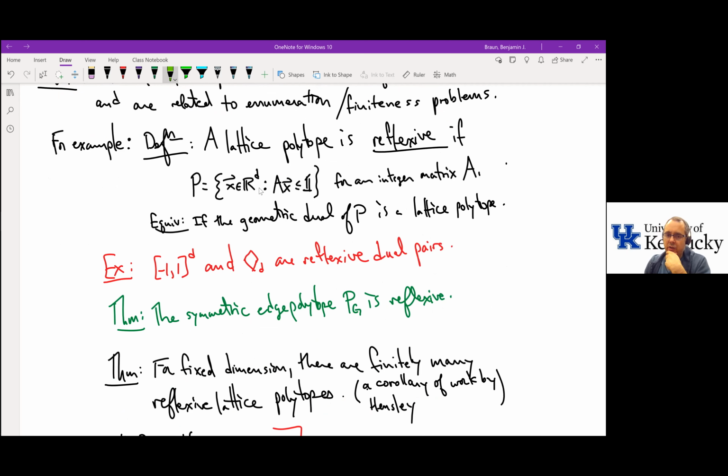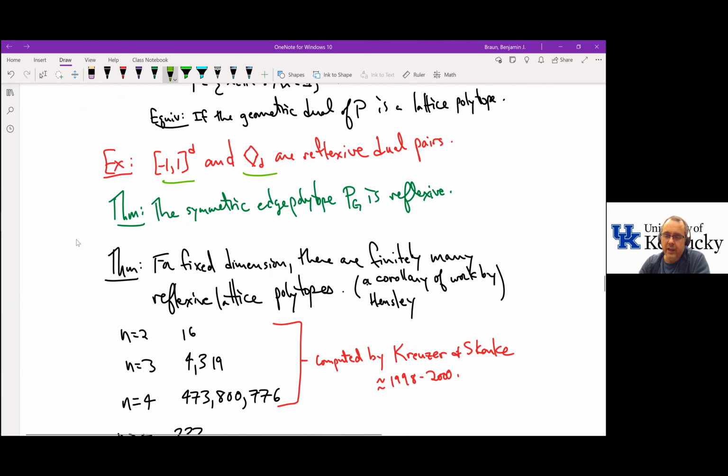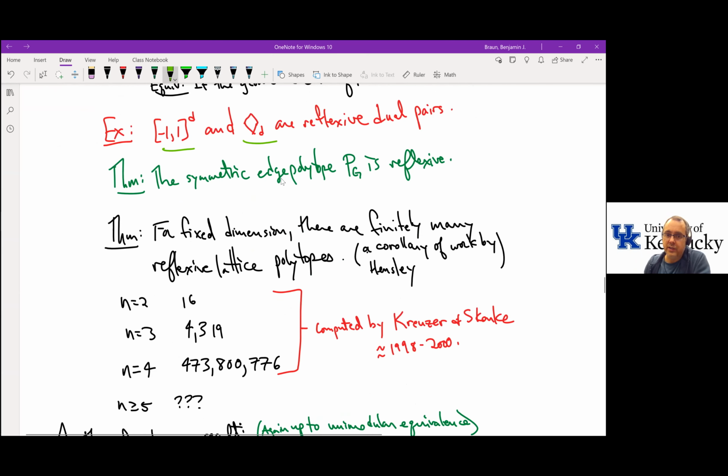It's the set of all x's in R^d where Ax is less than or equal to the all ones vector for an integer matrix A, meaning that every half space looks like an integer vector dot x less than or equal to 1. This is equivalent to the statement, if you know about duality, that the geometric dual of P is also a lattice polytope. So these reflexive polytopes come in pairs. I already showed you that the -1, 1 cube and the cross polytope are a reflexive dual pair. And there's another example that we've seen, which is the symmetric edge polytopes. Those are also known to be reflexive.